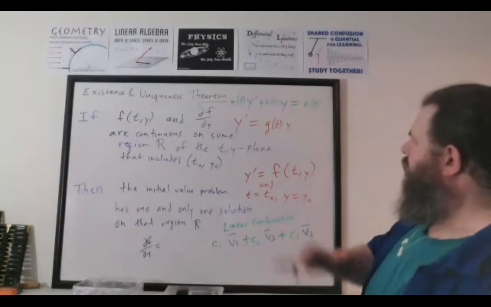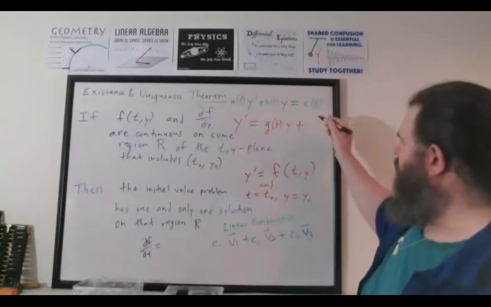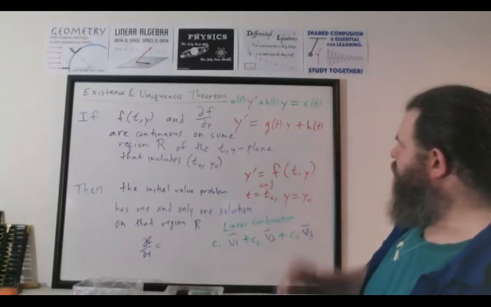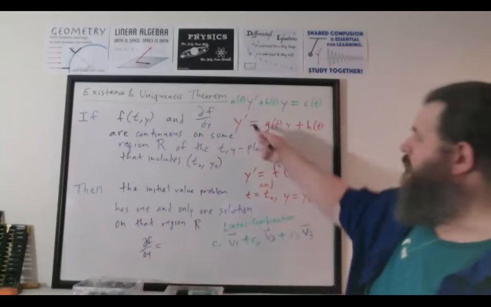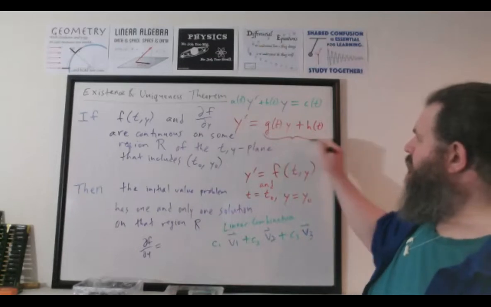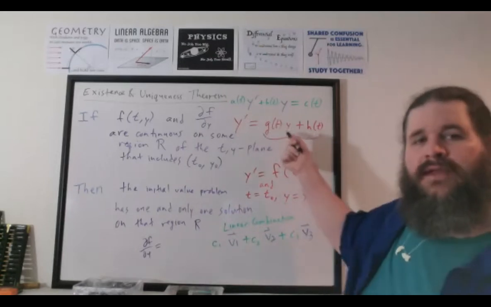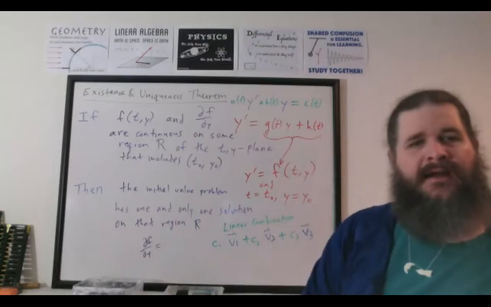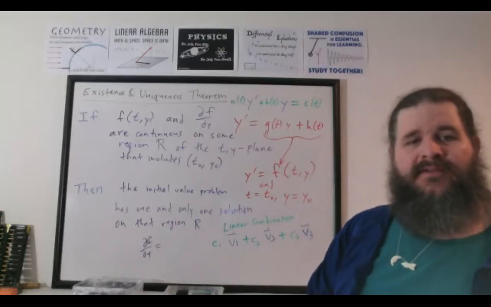And let's call this other one, the c over a, let's say, h of t. So we now have y prime equals a function of t and y. So this is our modified, simplified f of t, y for linear differential equations specifically.